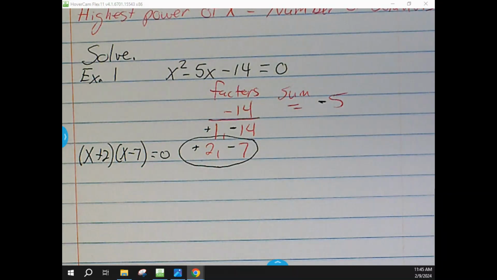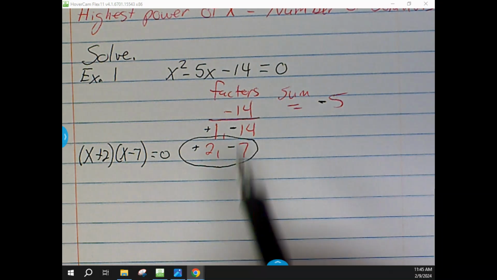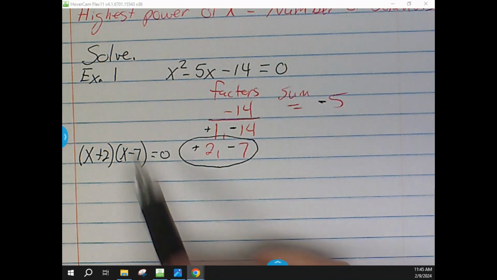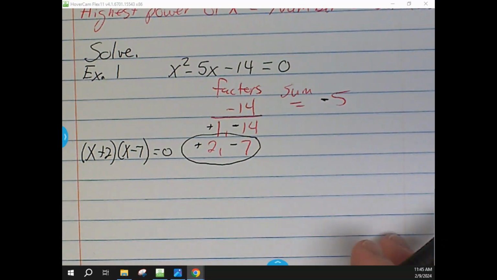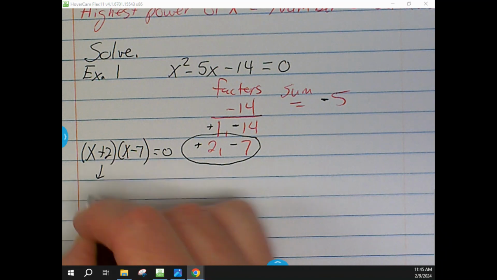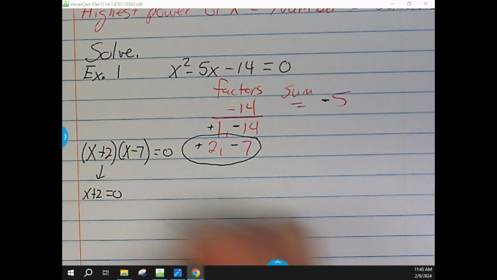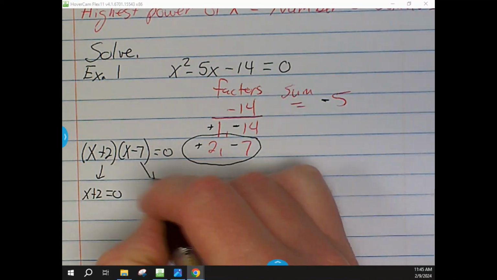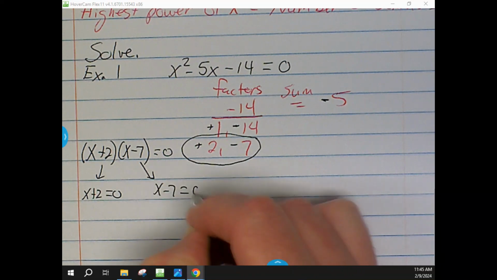Okay, now yesterday, that's where we stopped. We were done. Some people always ask, how do I know to go any farther? If it says solve or it's got the equal 0 in there somewhere, that means you've got to go that one extra step. Now you're going to take this x plus 2, set it equal to 0. And then you're going to take the x minus 7 and set it equal to 0.